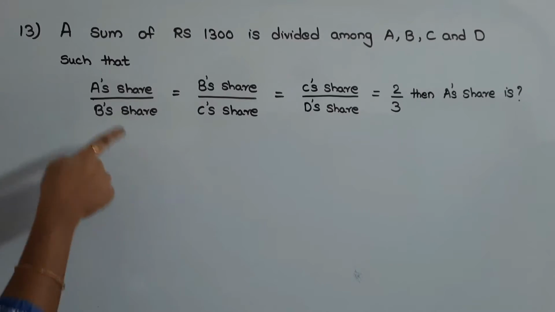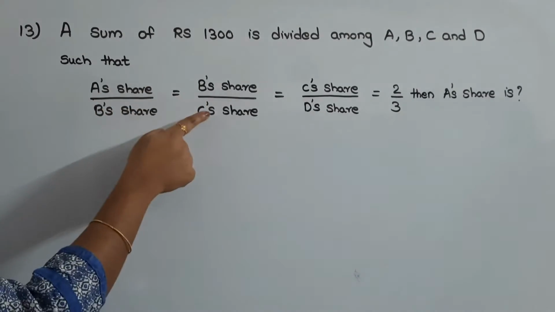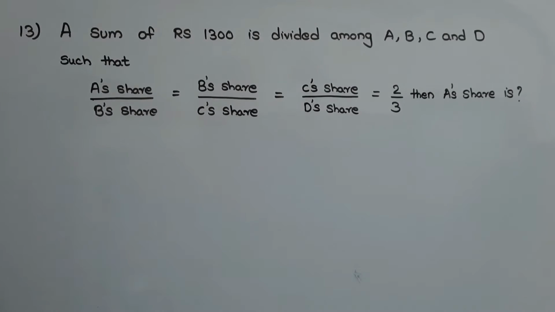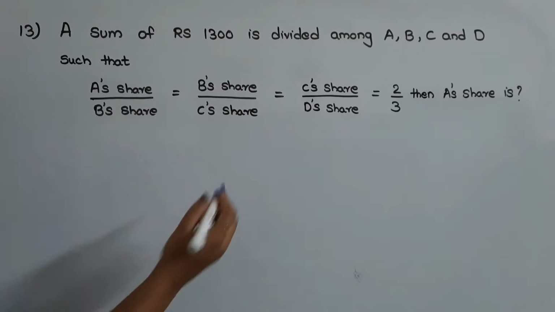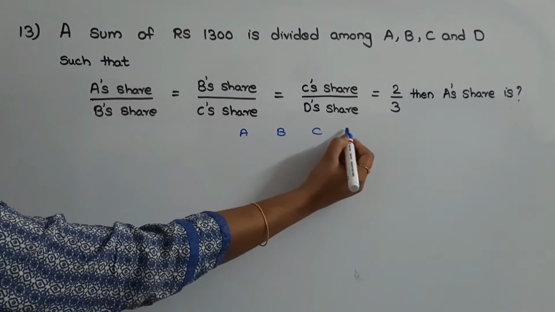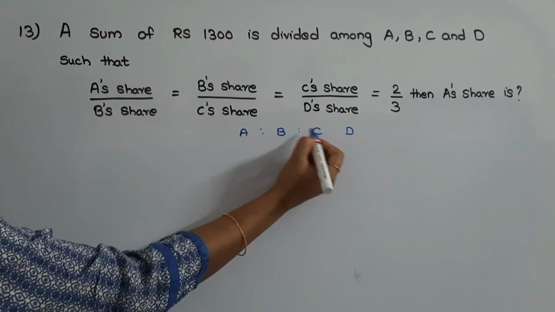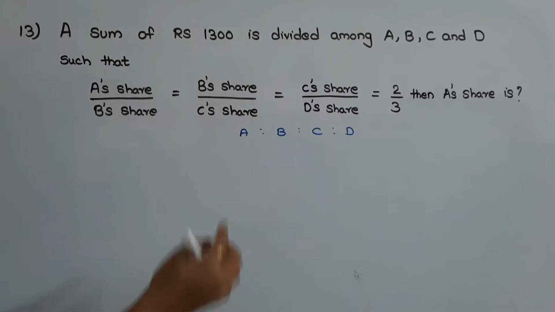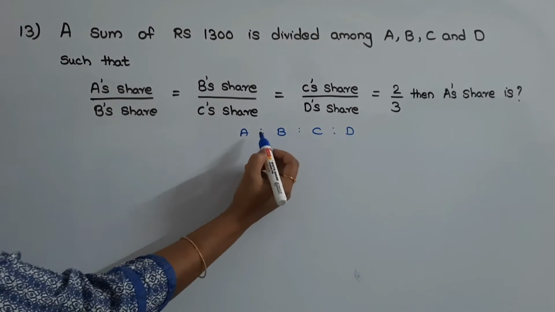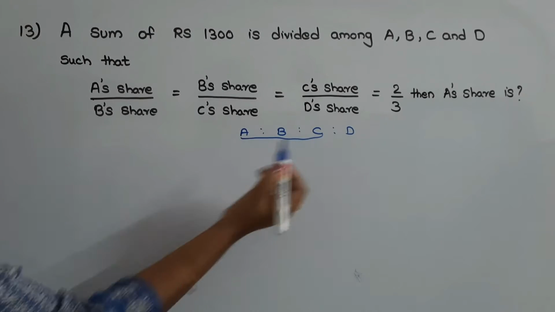They have given the ratio of A, B, B, C and C, D as 2:3. So first we need to find out what is the ratio of A is to B is to C is to D. Then we will be able to find out the share of A. So first let us find out the ratio of A, B and C.